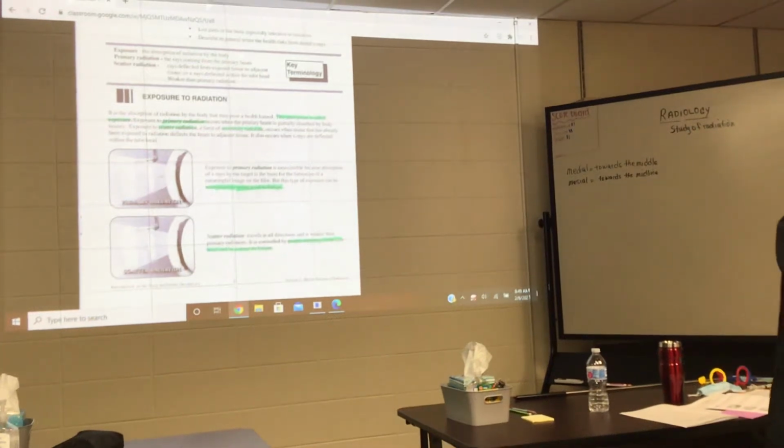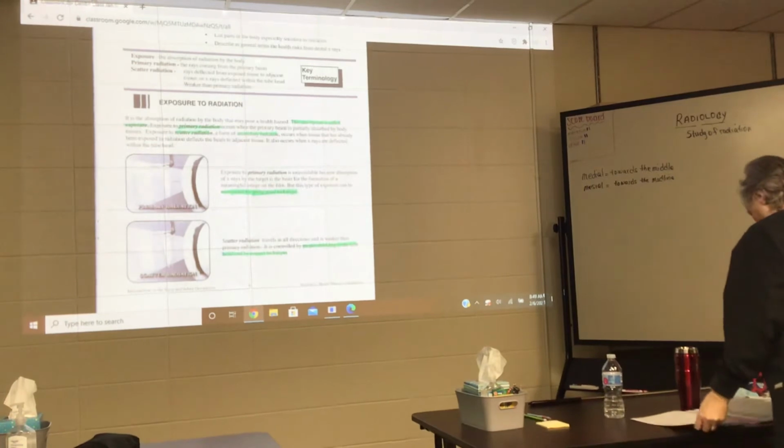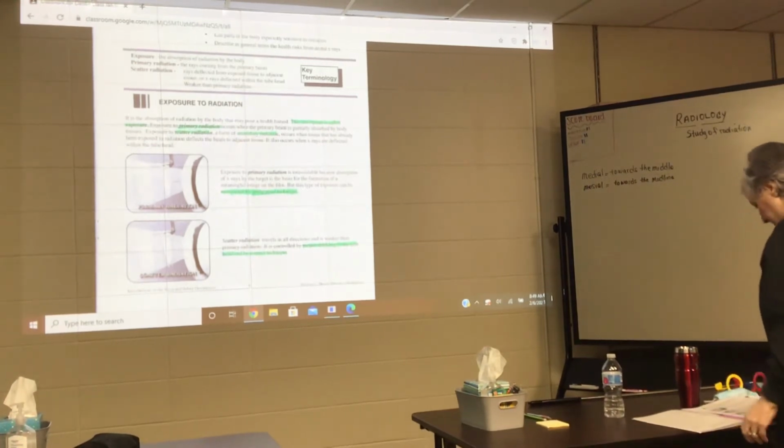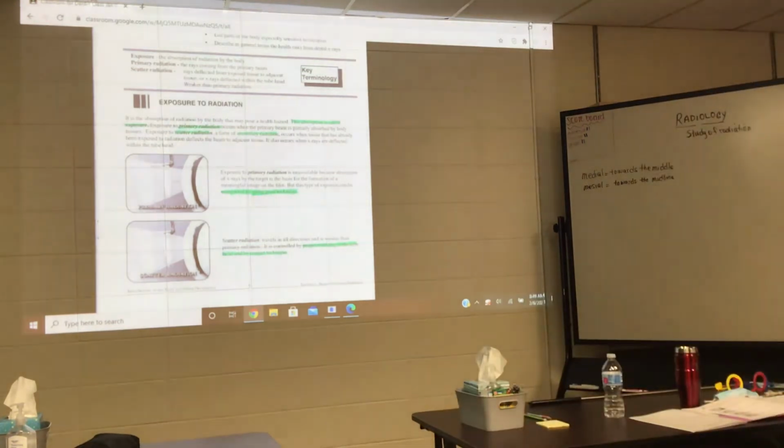I have highlighted, if you see highlighted areas, pay attention, because that means that you're gonna see it again in test form.